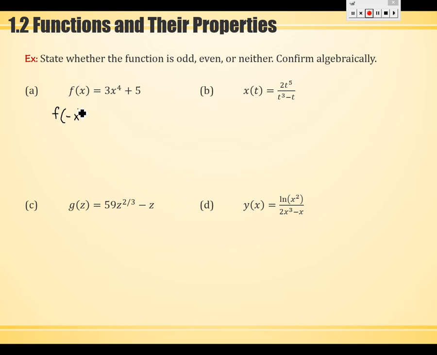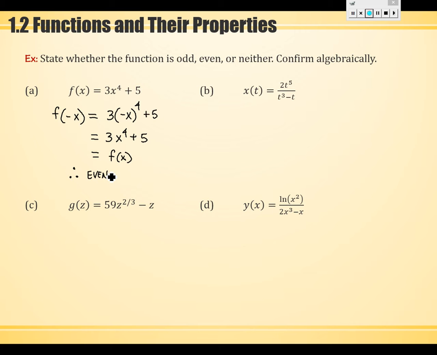The way I might prove it, though, is to think, okay, what happens if you plug in negative x? Not just negative 5. In general, what happens if you plug in negative x? Well, you get 3 times (negative x) to the 4th plus 5, which is equal to 3x to the 4th plus 5, which is equal to f of x. Haven't we just shown that f of negative x equals this, which equals this, which is equal to f of x? And if we're trying to show that it's even, that is exactly what we mean by even. So we're done, right?